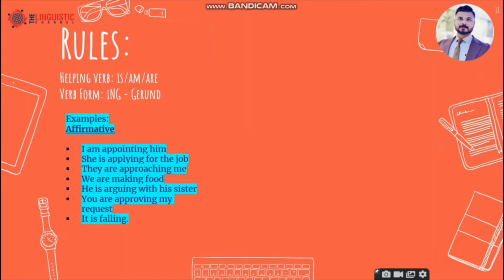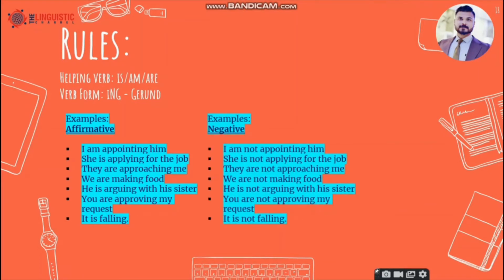All right, negative. The same rule जो हम बाकी टेंसेस के साथ, बाकी तमाम चीज़ों के साथ फॉलो करते हैं, हम वही यूज़ करेंगे हेल्पिंग वर्ब के साथ. हम नॉट लगा देंगे नेगेटिव बनाते हुए. तो इट्स गोइंग टू बी लाइक आई एम नॉट अपॉइंटिंग हिम, और शी इज़ नॉट अप्लाइंग फॉर द जॉब. वो जॉब के लिए अप्लाई नहीं कर रही.